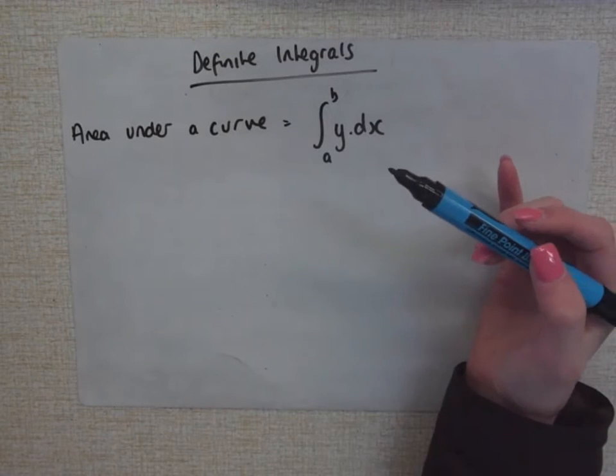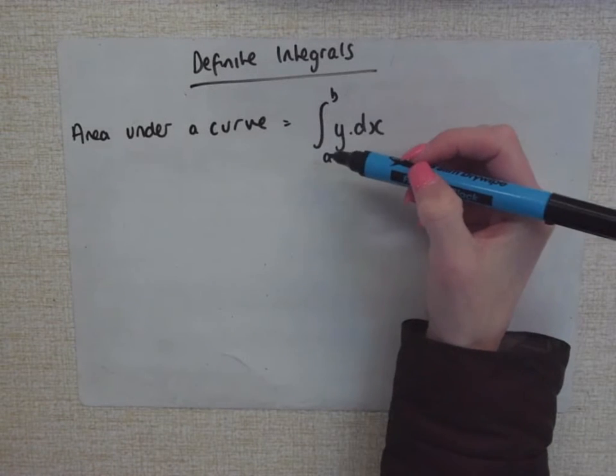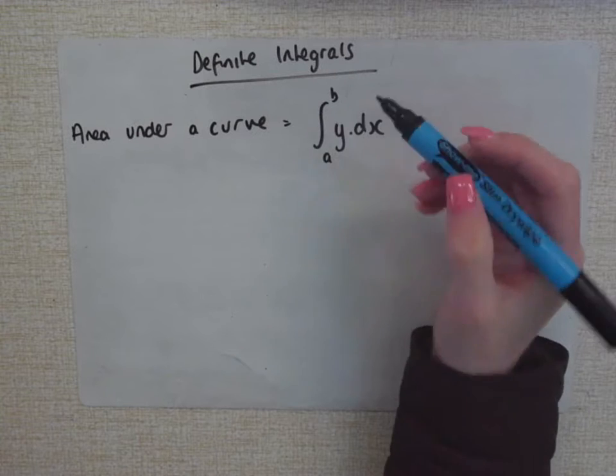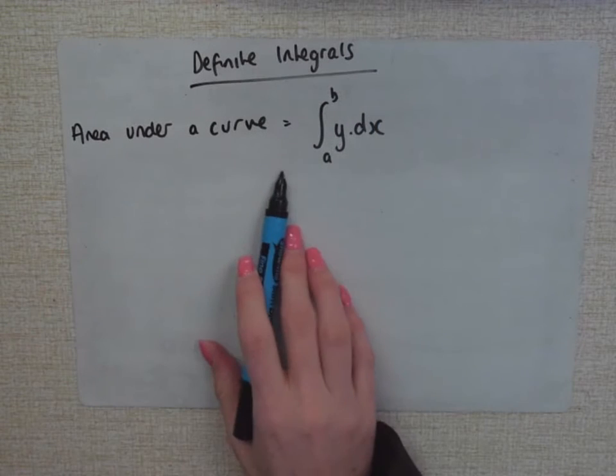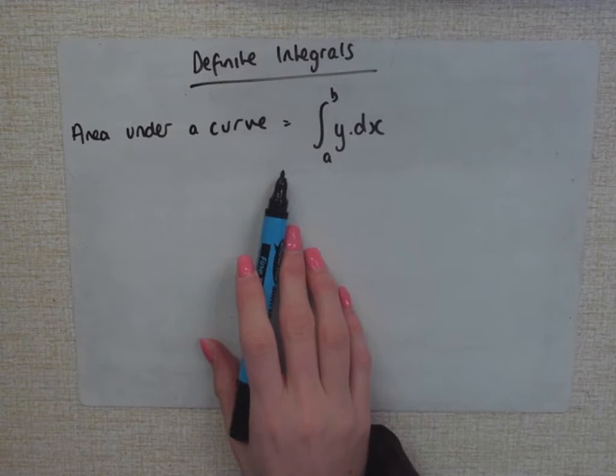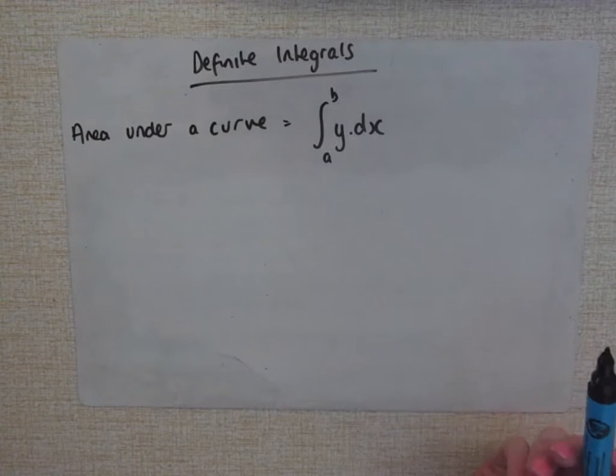The definite integral is the integral of the function from a to b, okay? And that allows you to find the area under a curve. For the minute, we're actually just going to get the definite integral. We're not actually going to find the area. We'll do that in the next section, okay?